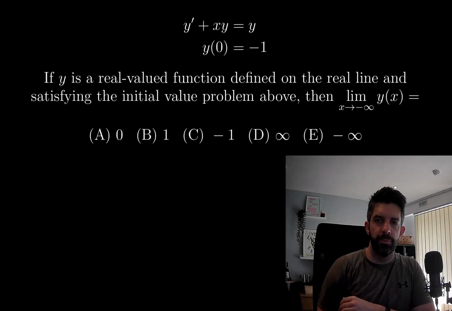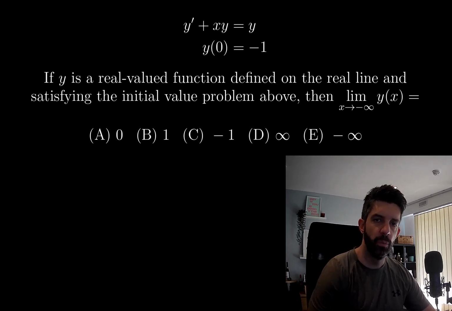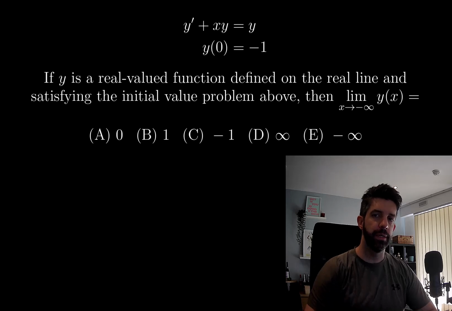y prime plus xy is equal to x, and y(0) is equal to -1. y is a real valued function defined on the real line, satisfying the initial value problem above. Then the limit as x approaches -infinity of y(x) is equal to 0, 1, -1, infinity, or -infinity.